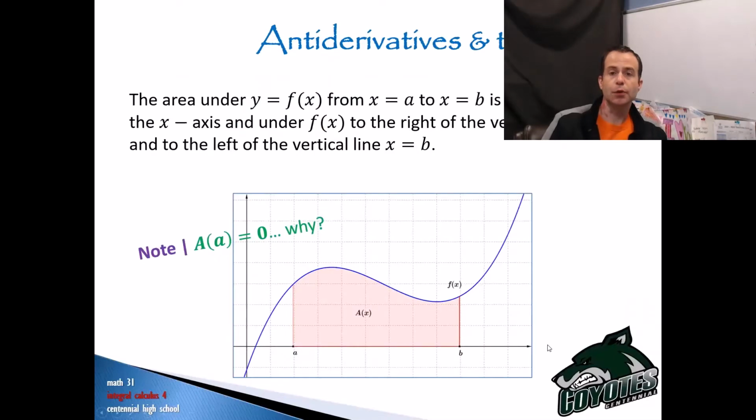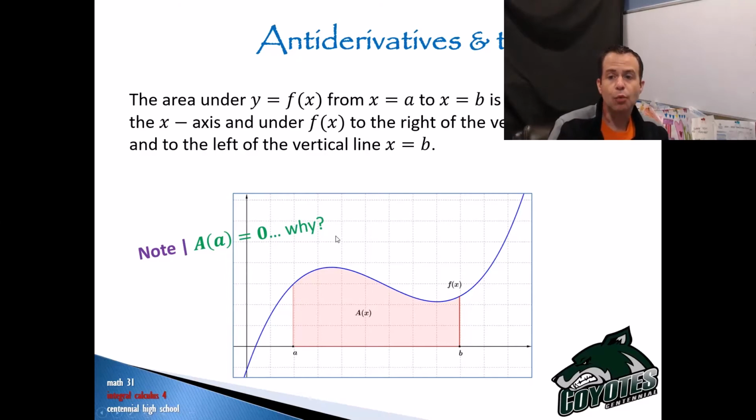Okay, so the area under y equals f of x from x equals a to x equals b is the area above the x-axis and under f of x. Now, it's to the right of the vertical line x equals a and to the left of the vertical line x equals b.